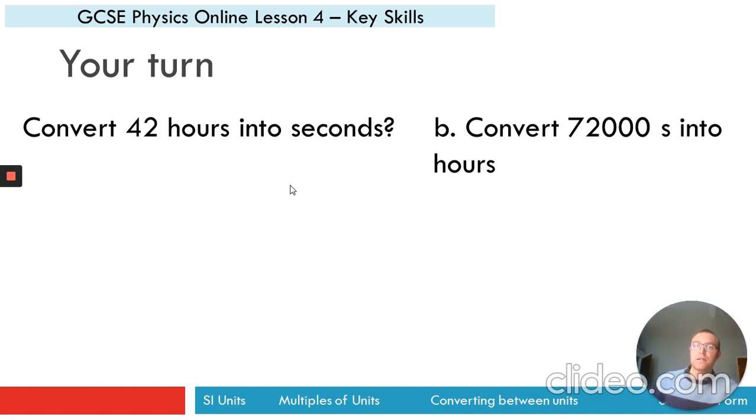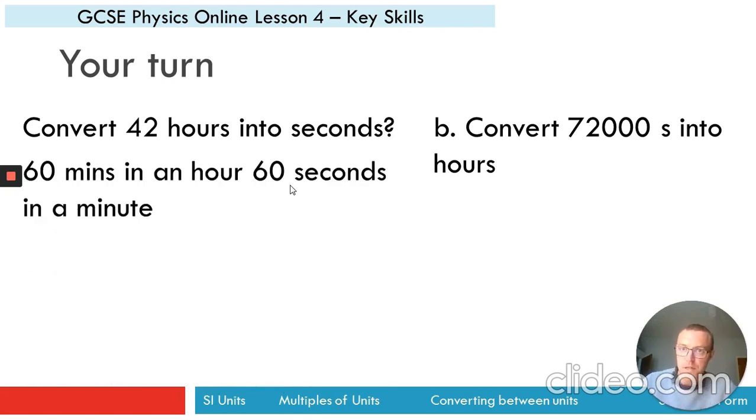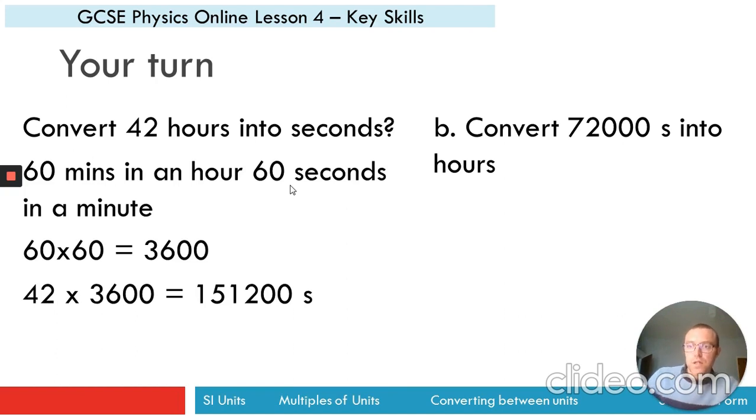42 hours into seconds. There are 3,600 seconds in every hour. 60 minutes an hour, 60 seconds in a minute. So 42 times by 3,600 is going to be 151,200 seconds.